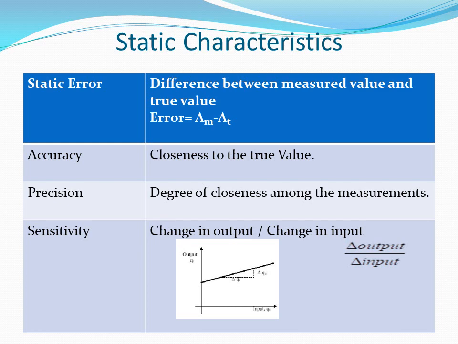Whether it is accurate? No. But they are precise enough, because there is a degree of closeness. All are showing the same result as 900. But it is not accurate. So we can say some data is accurate but not precise, but some data is precise. It is not like they are accurate, they are precise. There is a good degree of closeness among the measurements, but it is not accurate.